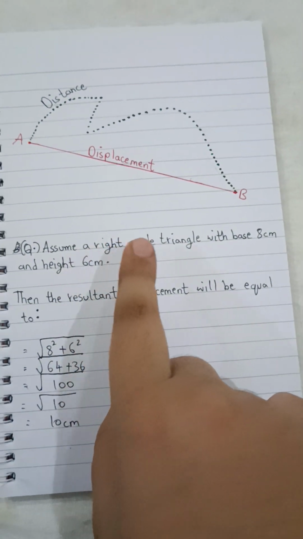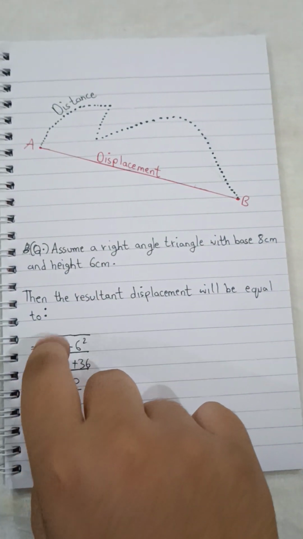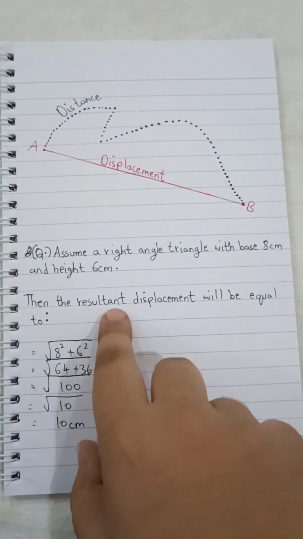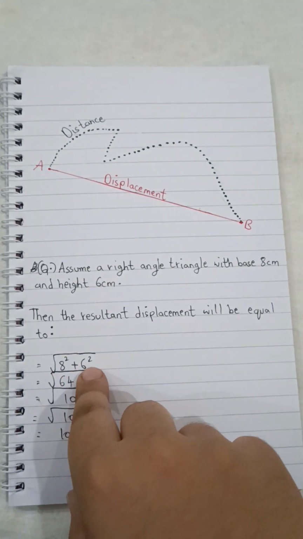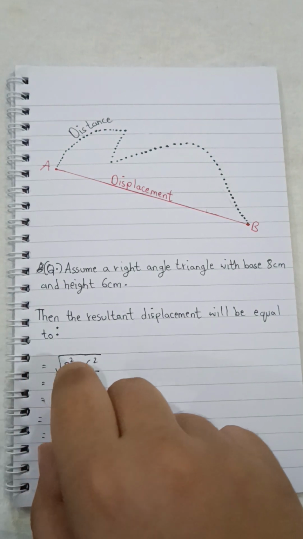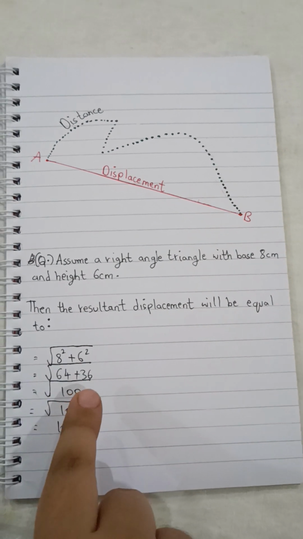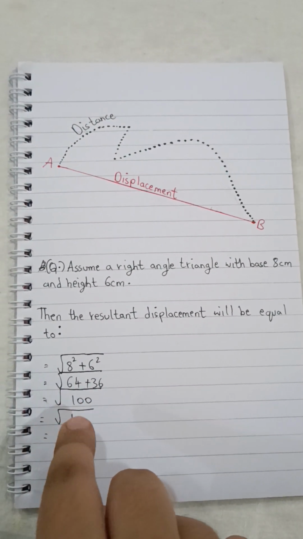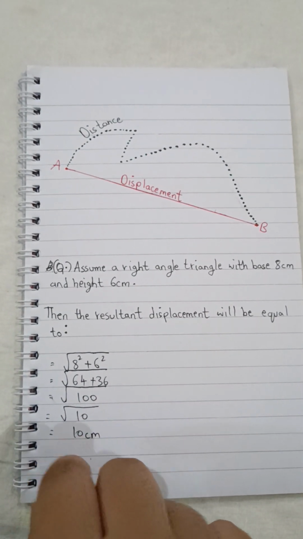Okay, assume a right angle triangle with base 8 centimeter and height 6 centimeter. Then the resultant displacement will be equal to the square root of 8 squared plus 6 squared. 8 squared is 64, and 6 squared is 36. So 64 plus 36 is equal to 100. The square root of 100 is 10. So we can write 10 centimeter over here.